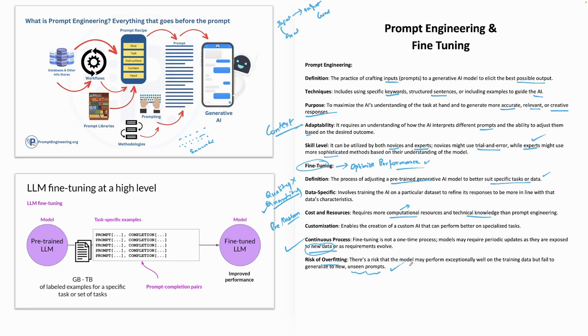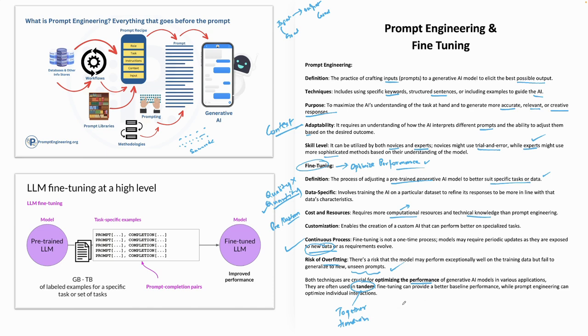So if, let's say, you haven't trained your model on specific prompts, and somebody gives a very specific prompt which the model is not aware of, then it can give you inaccurate results, which is something you wouldn't want as a data scientist, right? So quite important. Both techniques are crucial for optimizing the performance of Gen AI models in various applications. They are used in tandem, right? Which means they are used together, or both go hand in hand, as I said.